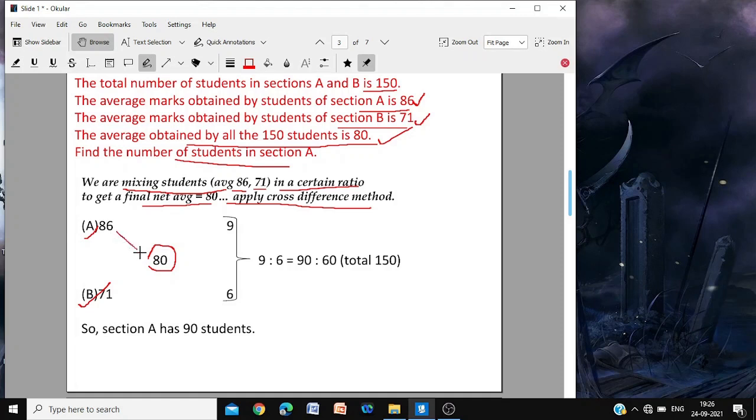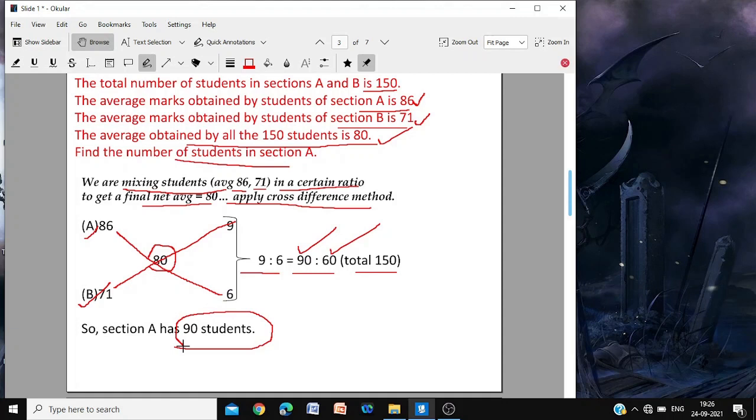Cross difference, crosswise. Here, 86 minus 80 is 6. Cross difference, 80 and 71, difference 9. So the ratio will be 9:6, or 90:60 because the total has to be 150. So we multiply by 10 to get the total 150, which is the total number of students. So section A has 90 students and section B has 60 students.